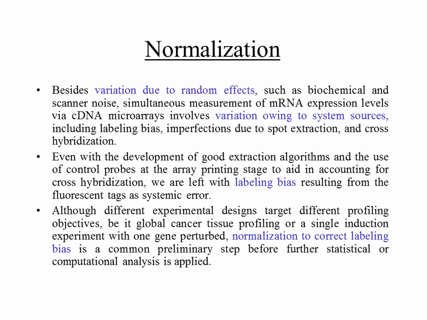So even with the development of good extraction algorithms and the use of control probes at the array printing stage to aid in accounting for cross hybridization, we are left with labeling bias resulting from the fluorescent tags as systemic error. Because even the tags that you're giving, at the end of the day, you're basically trying to find out the red and green color, differential expression. How do you know that the dyes are equally effective? The two dyes, right? That's another source of variation.